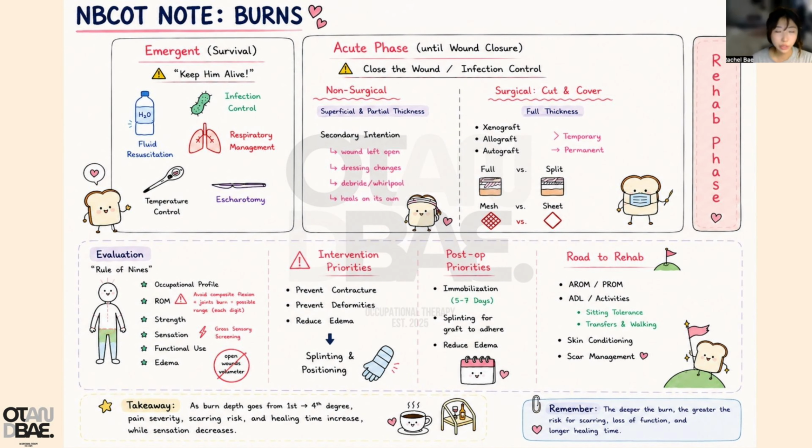This is one of those concepts that's easier to understand than memorize. After a major burn, the tiny blood vessels become leaky, right? Instead of keeping fluid inside the bloodstream, that fluid starts leaking into the surrounding tissues. So the patient becomes swollen while at the same time losing circulating blood volume. That's why severe burn patients need aggressive fluid resuscitation early on.